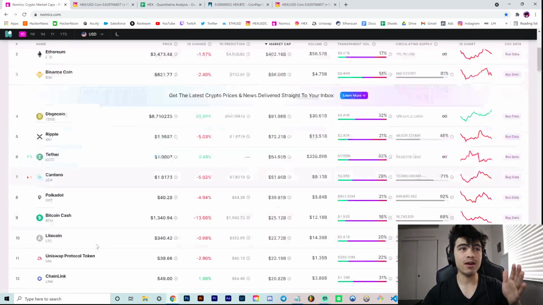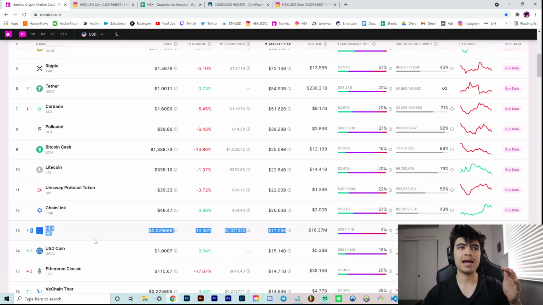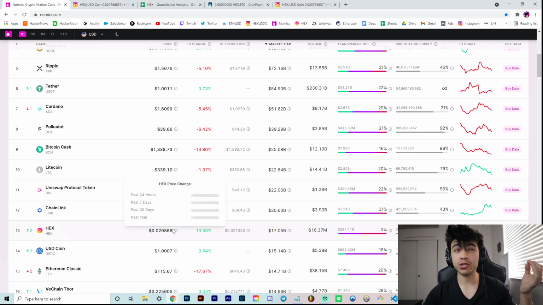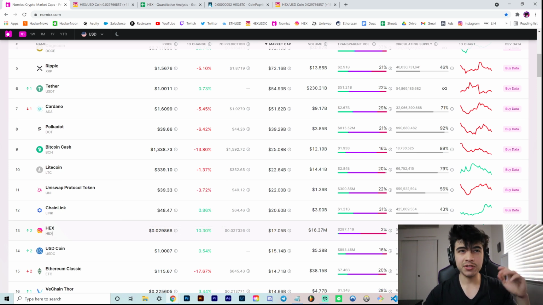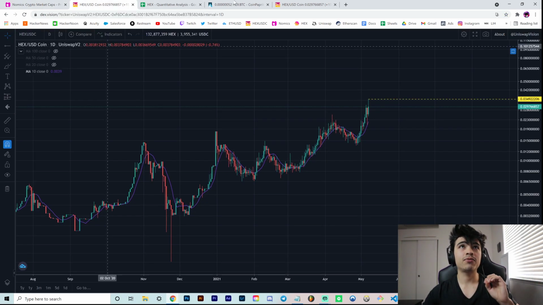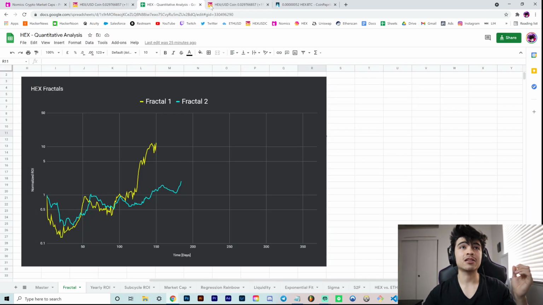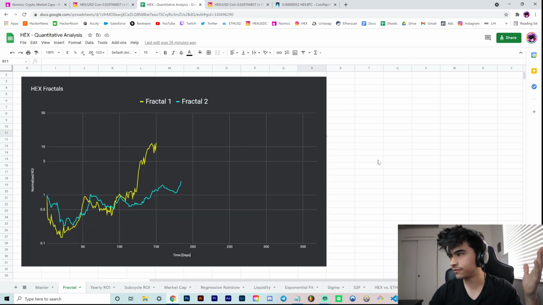Where does that put us now on Nomics? Well, we're at 13th place on Nomics, almost in the top 10. It would take only flipping Litecoin, which is really close actually, with something as small as a 30% move. We could flip Litecoin, 40% move for sure. So a 4.2 penny HEX would put us in the top 10. So we're approaching, y'all. We covered our Fractal on the HEX USDC pair. We covered our Fractal on the HEX BTC pair. We went in depth into the Fractal here with some quantitative charts.